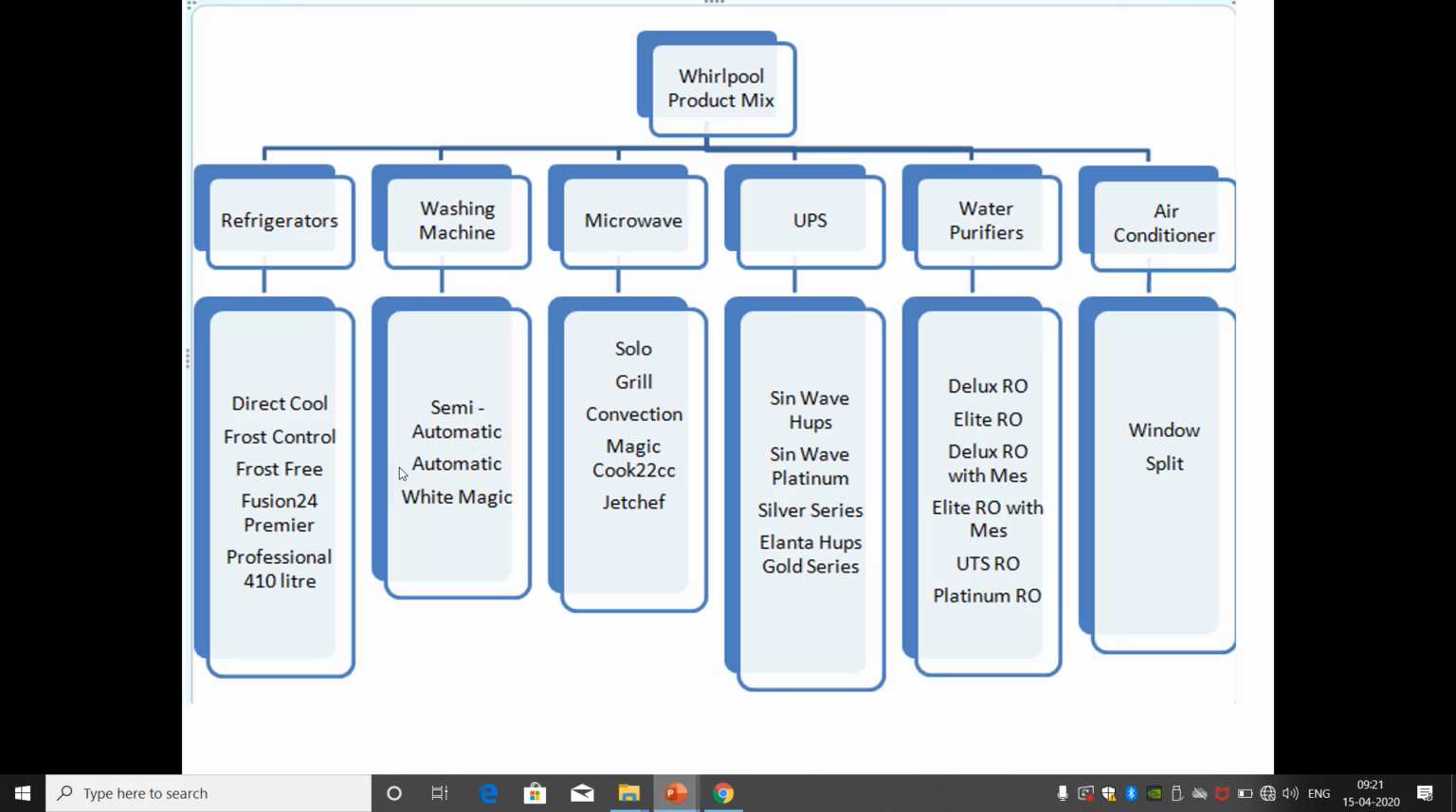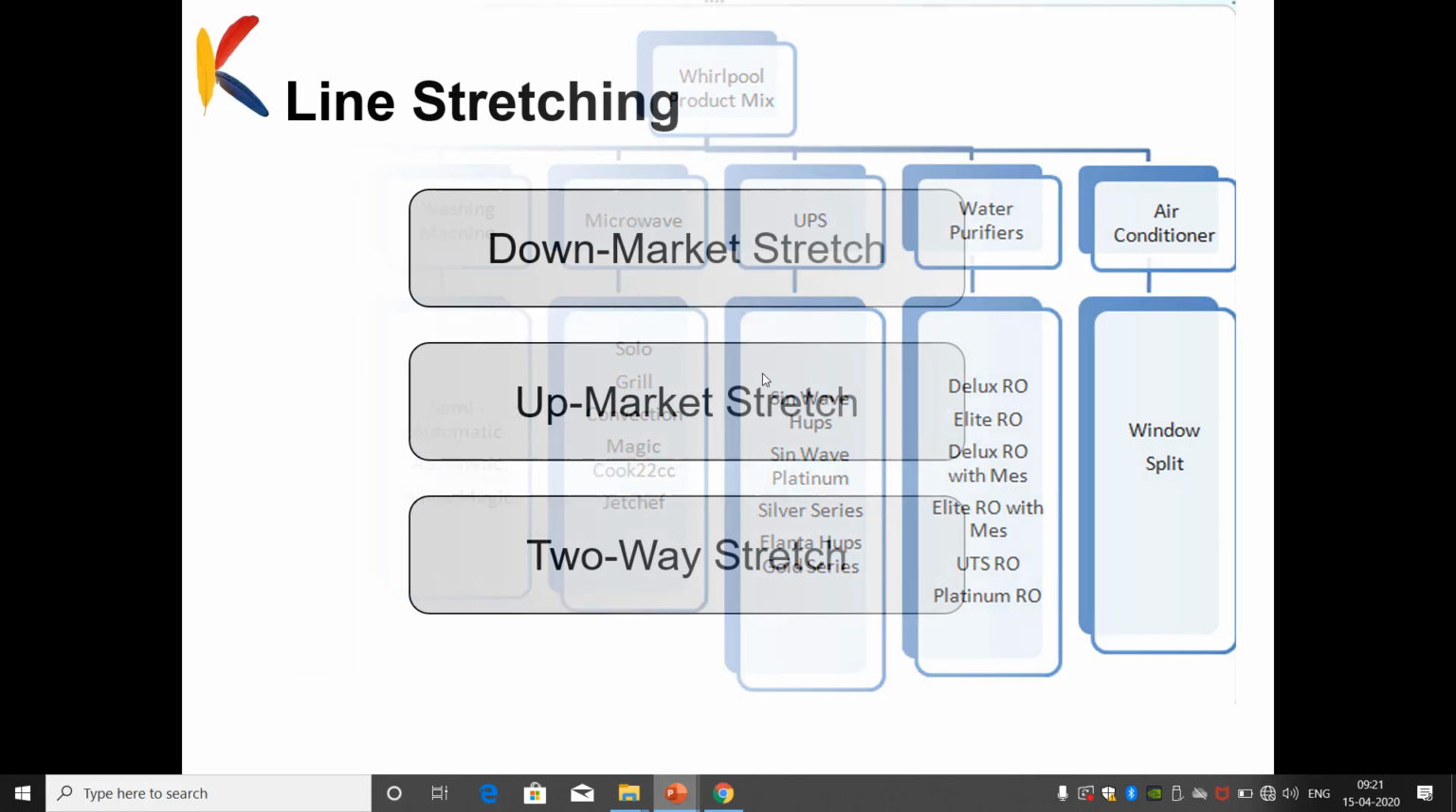If we take an example other than FMCG, let's see the product mix of Whirlpool. So 1, 2, 3, 4, 5, 6, there are 6 different product lines. So the width of the product mix is 6. Again, in refrigerators they have different kinds of items like direct cool, frost free, frost control, fusion 24, professional. This is called length, and the whole is called product mix. Now I hope that you are very clear with the concept of product mix.